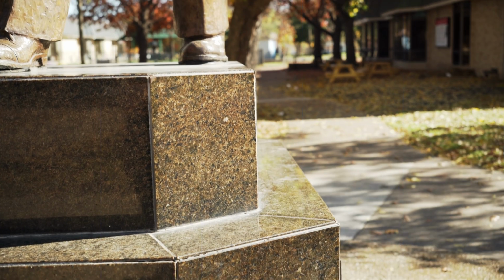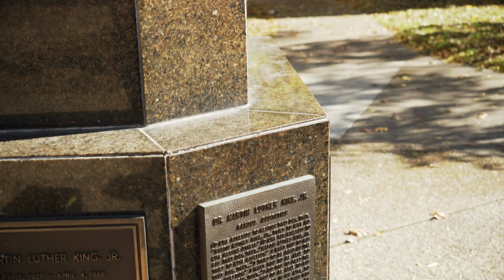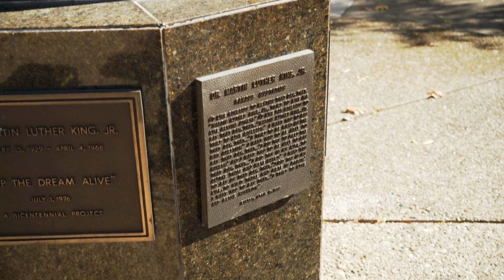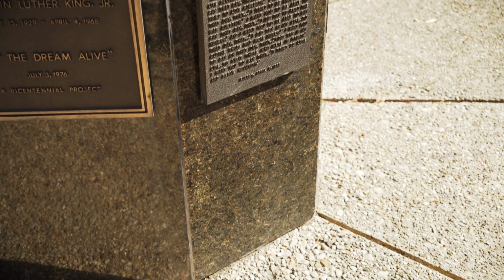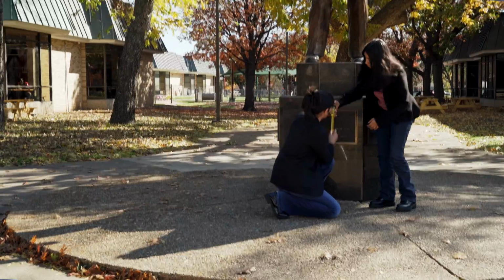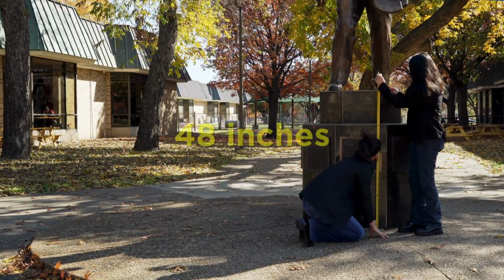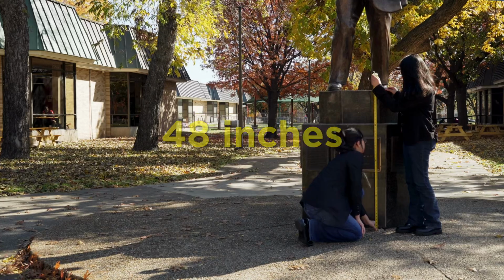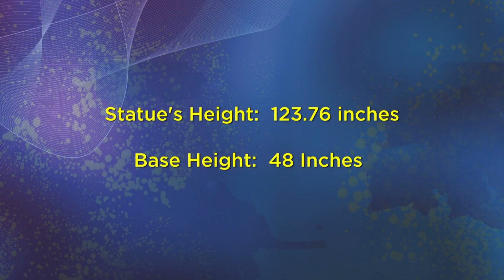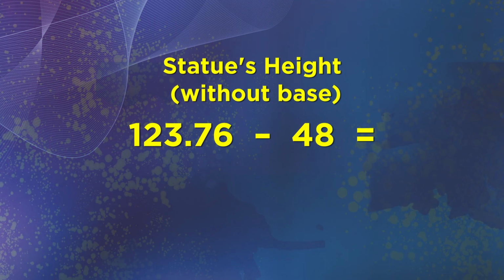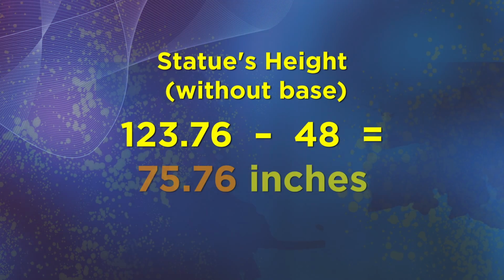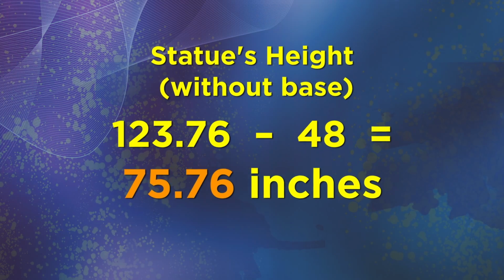Well, that shows us the height of the entire statue, but notice the statue has a base. We should probably subtract that away to have an accurate comparison to Dr. King's actual height. Okay, let's measure that. We got 48 inches. Now we can subtract that from the statue's total height, 123 and 76 hundredths inches, minus 48 inches. So the height of the specific part of the statue is 75 and 76 hundredths inches.